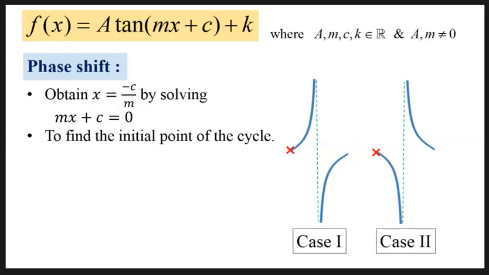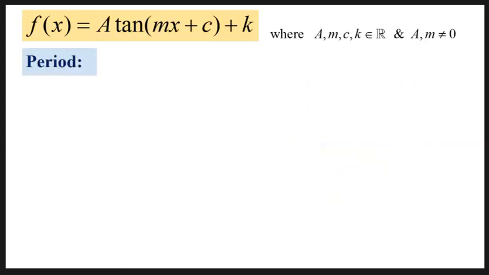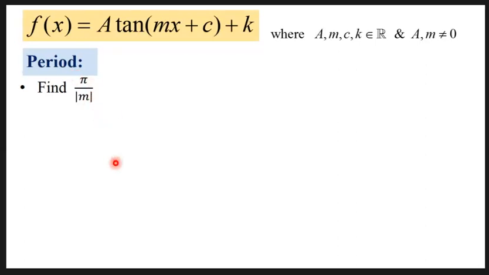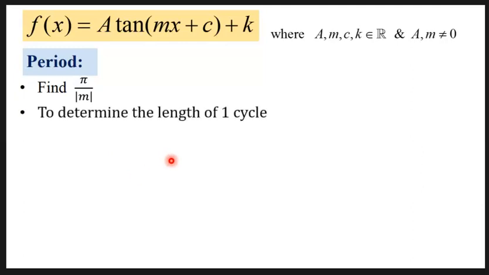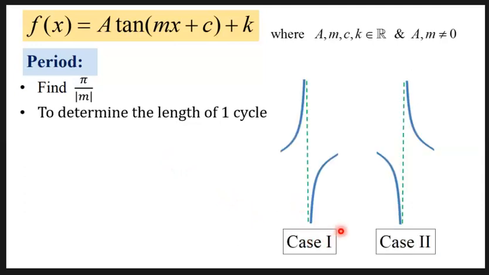Then the next thing we need to know is the period for the case of tangent. Here, there is a slight difference between the periods of sine, cosine, and tangent: for tangent, the period is calculated as π divided by the modulus of m. This value is used to determine the length of one cycle of the tangent graph. One cycle of the tangent graph will look something like case 1 or case 2 here, and the length of one cycle is as shown on the slide.